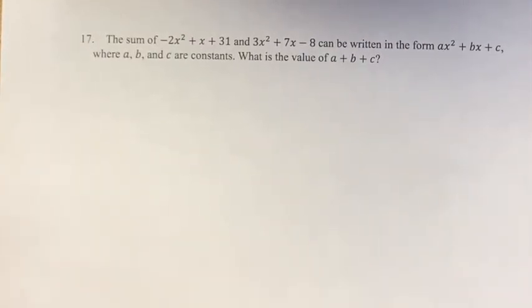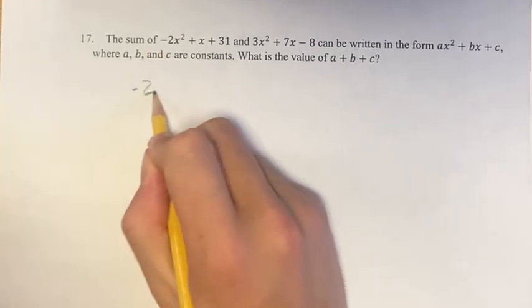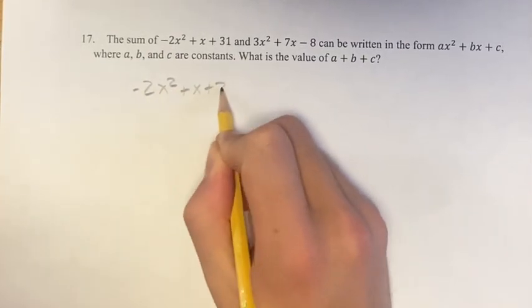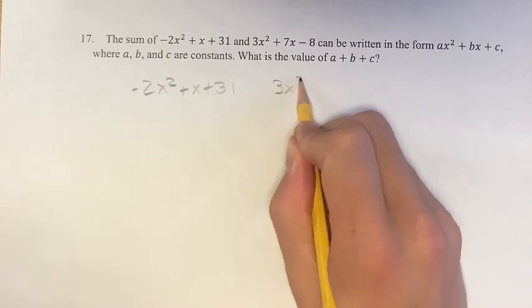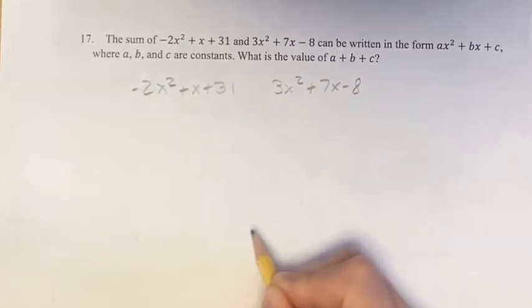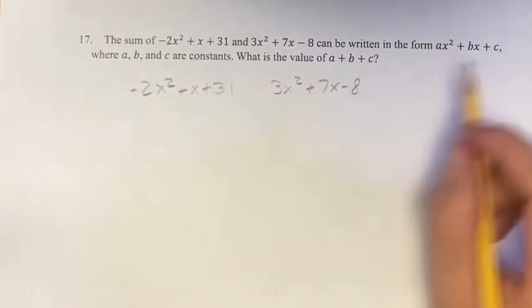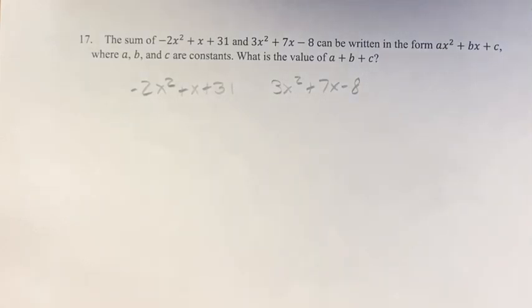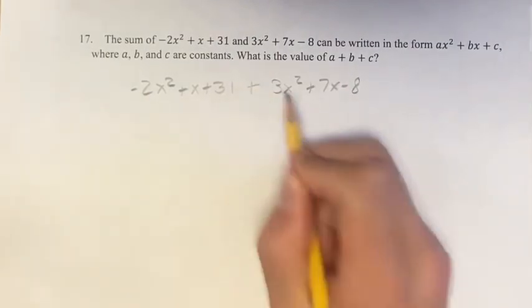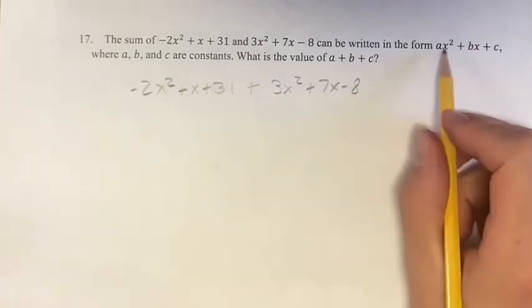In this problem, we're told the sum of negative 2x squared plus x plus 31 and 3x squared plus 7x minus 8 can be written in the form ax squared plus bx plus c. So first of all, let's just find the sum, right? So the sum, you just add them up, and we're going to get it in this form.